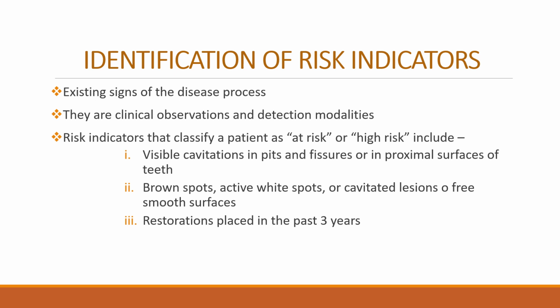But so to say, visible cavitations in pits and fissures or in proximal surface areas of the teeth, brown spots, active white spots, cavitated lesions in free smooth surfaces, and restorations placed in the past 3 years. These are all risk indicators that classify a patient as at risk or high risk.